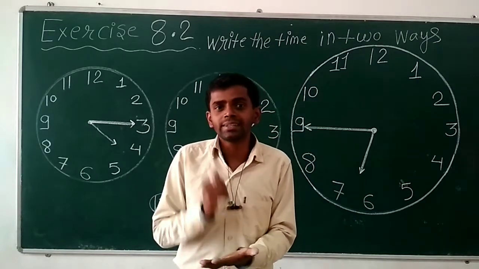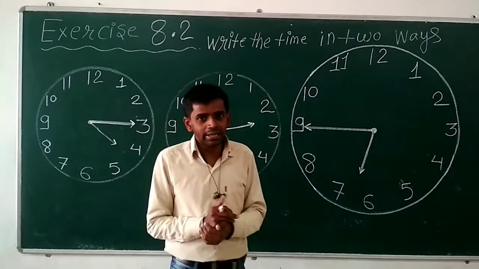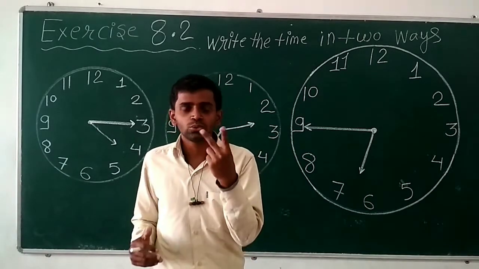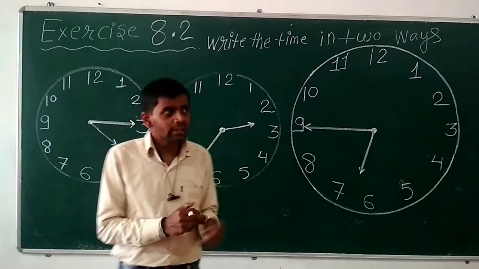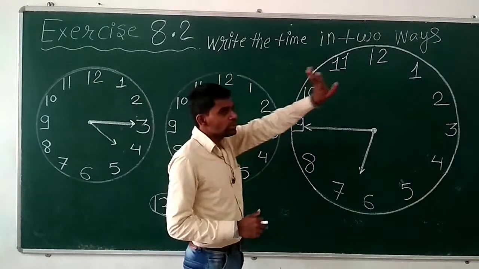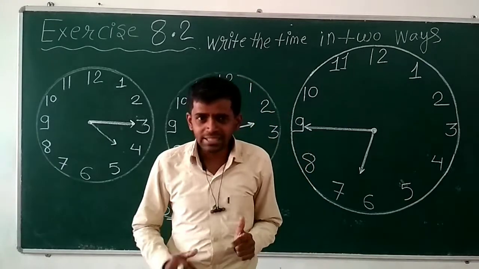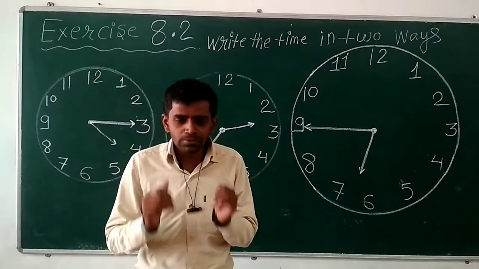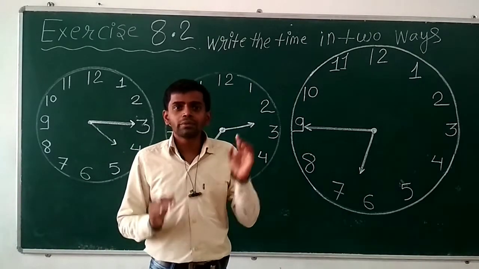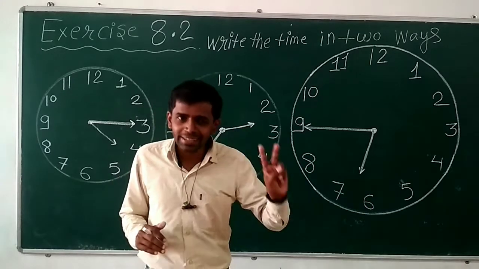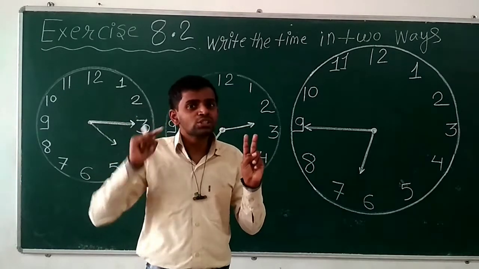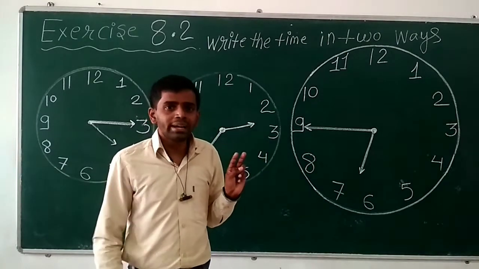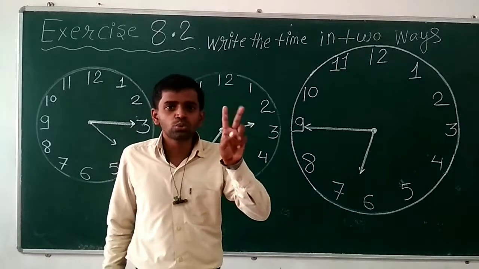उस घड़ी में कितना टाइम हुआ है, and then we have to write that time, जो भी टाइम हुआ है, in two ways, दो तरीके से उसको लिखना है. ठीक है? Write the time in two ways. So the first step is to observe the clock carefully, then recognize the exact time shown in that clock, and then write that time in two ways.